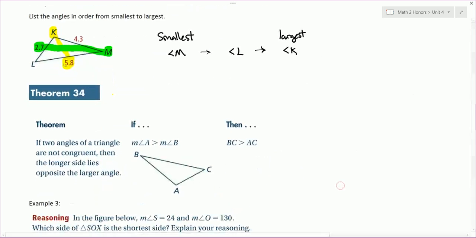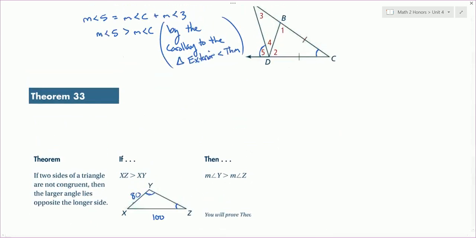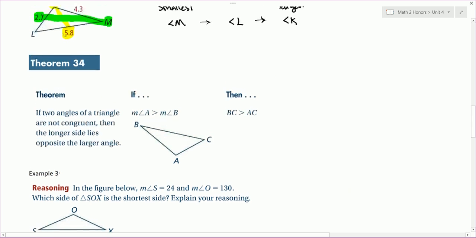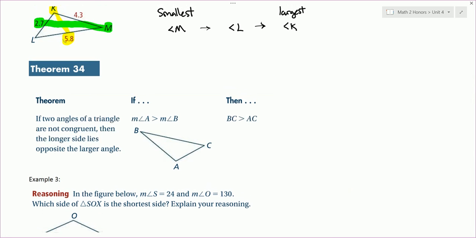Here's another theorem. If two angles of a triangle are not congruent, then the longer side lies opposite the larger angle. So this is just the opposite of the last theorem. Okay, so in the previous theorem we compared two side lengths opposite larger and smaller angles. Here we're looking at two angles and saying, well, if we can compare two angles, then the same is true about the opposite sides.